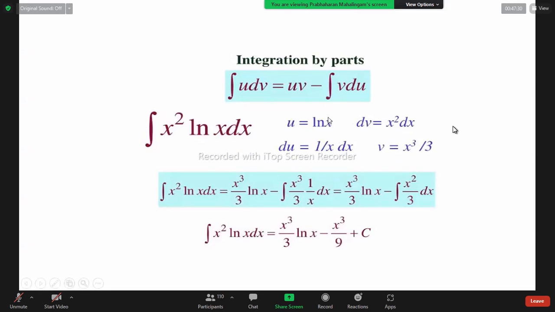Hello, can you listen? The internet was something disconnected, but now it's okay. Hello? Yes, sir. So these two functions are in multiple form. Oh, the voice is not clear. Hello? Clear, sir. Clear, no? Yes, sir. Right.